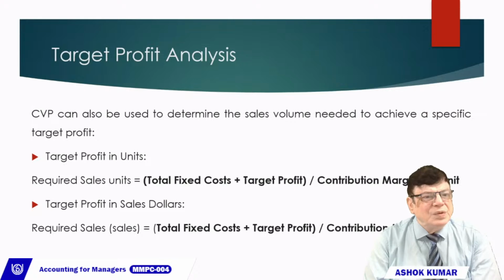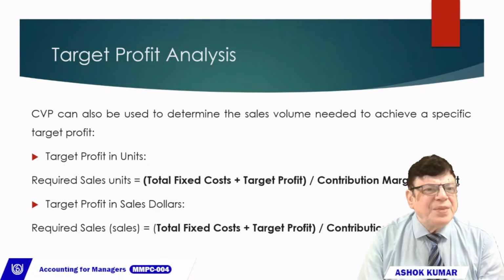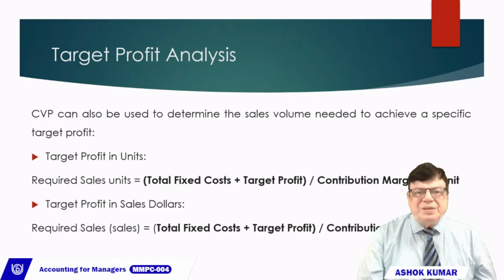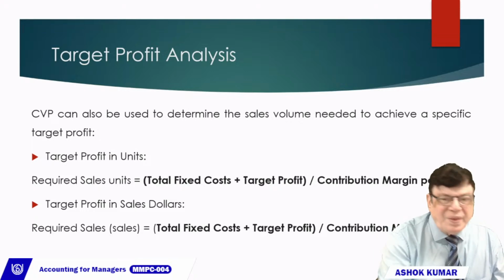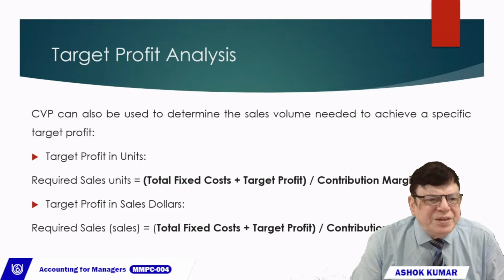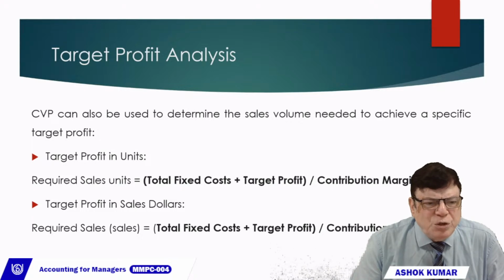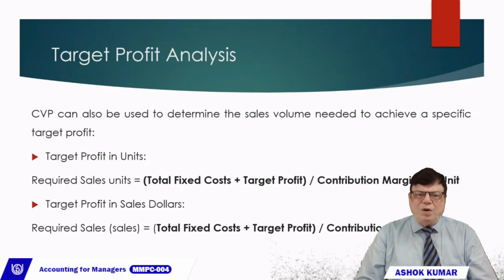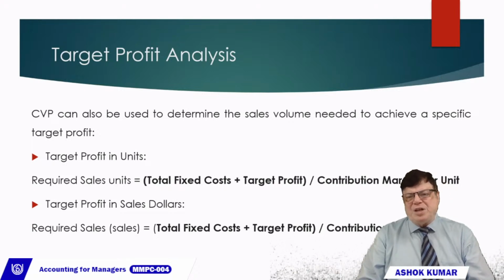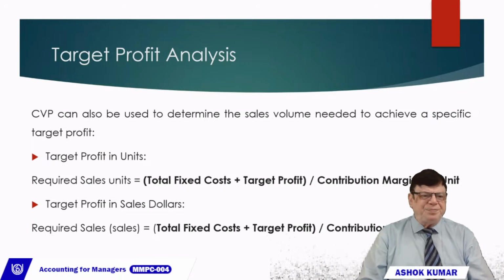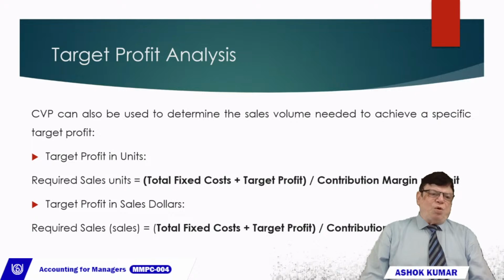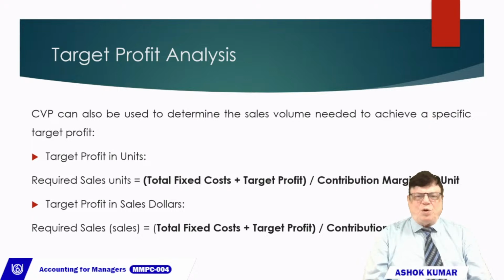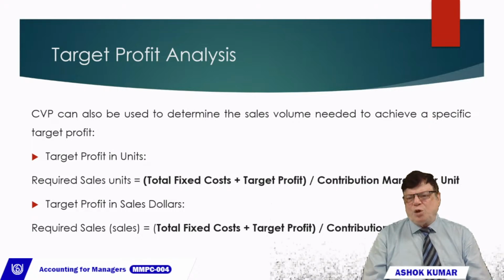Now, CVP analysis can also be used to determine the sales volume needed to achieve a specific target profit. Target profit in units: required sales units is equal to total fixed costs plus target profit divided by contribution margin per unit. Target profit in sales dollars: required sales is equal to total fixed cost plus target profit divided by contribution margin ratio.